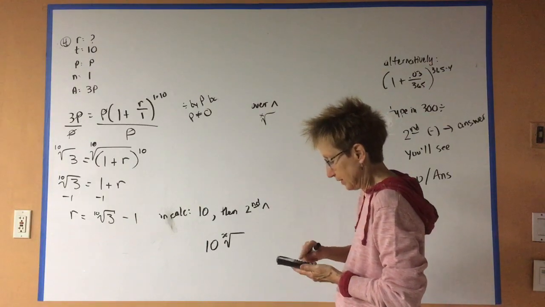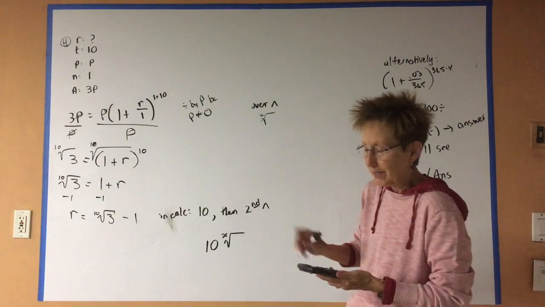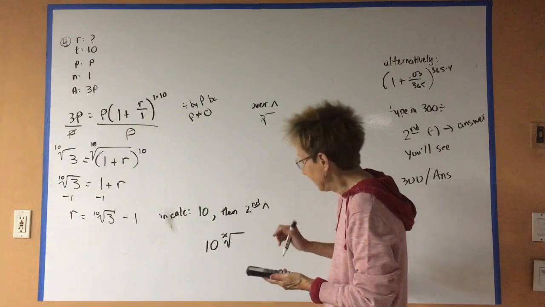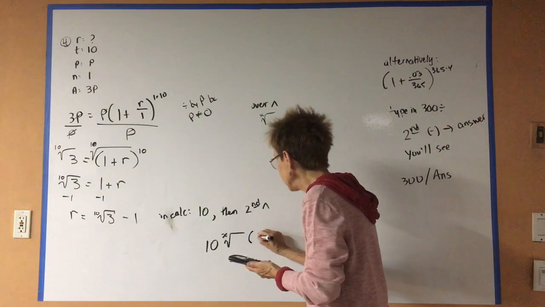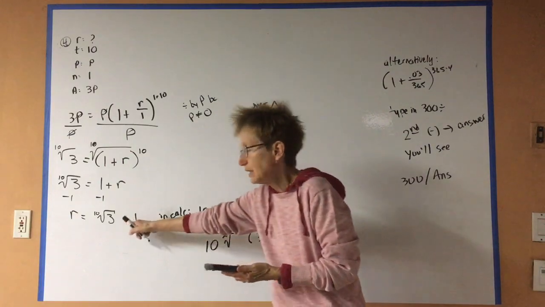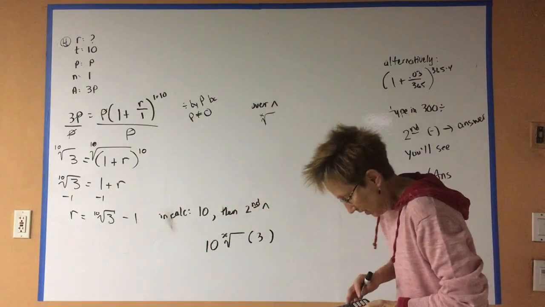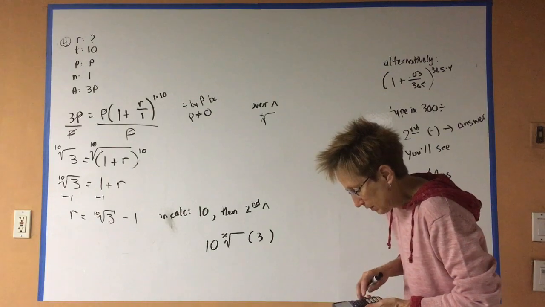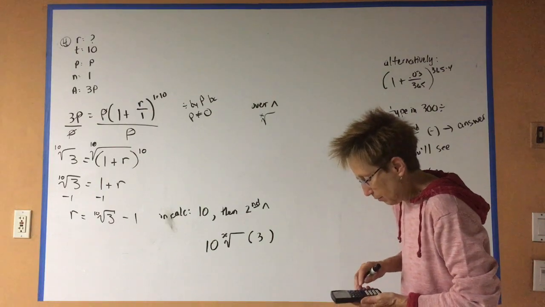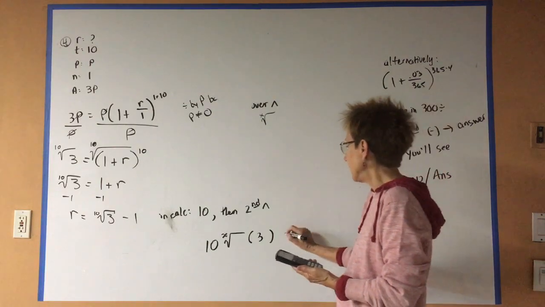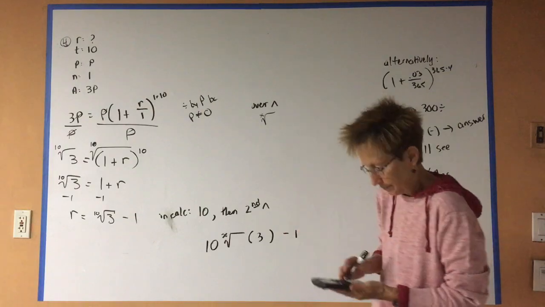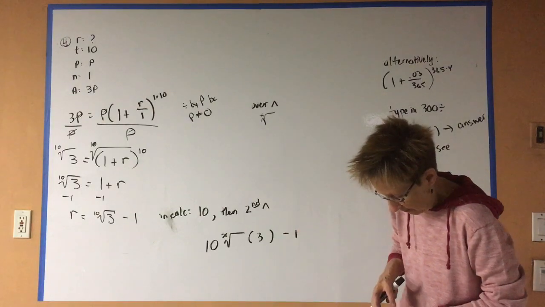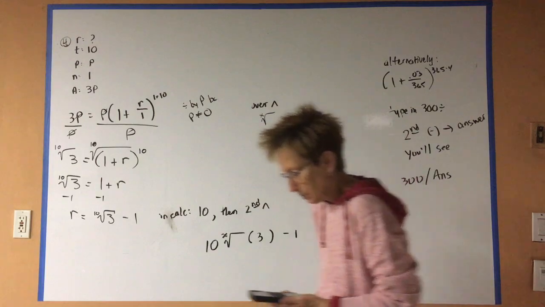I wonder if I should put parentheses there. I don't use this very often. I do it a different way, but anyway, I'm going to actually type in a parenthesis and then a 3 and then a parenthesis, because we need to subtract 1 from this answer. It didn't bring up the parenthesis for me, so I'm going to type it in and end parenthesis. And then you're going to type minus 1.